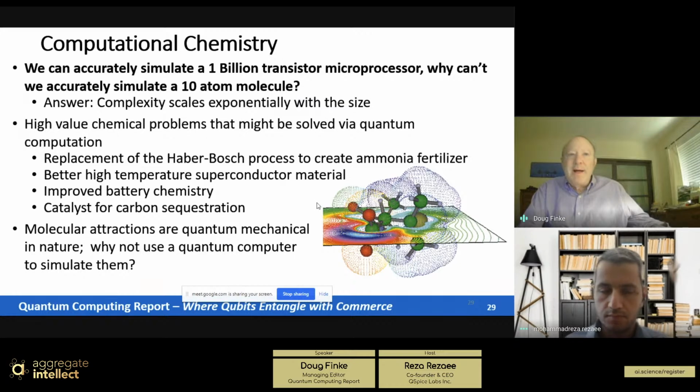So, what was suggested by Richard Feynman, the guy I mentioned in the beginning, he basically said, look, these chemical reactions are quantum mechanical in nature. Why not use a quantum computer to simulate them? And that's really one of the things he said, I think in 1981, and that started people thinking about could they develop a quantum computer.